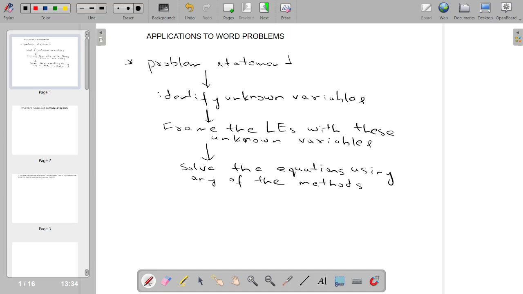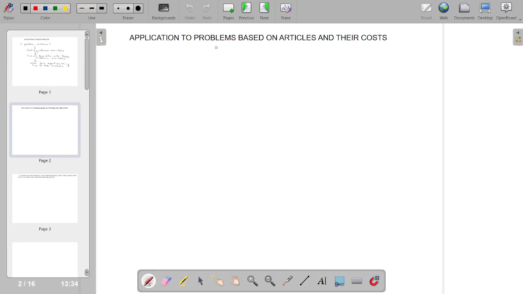There are many applications which come under word problems. We are moving to the very first application: application to problems based on articles and their costs. Again, this is one sub-application that comes under word problems. This application is related to problems based on articles. Articles means various objects like a bat, a ball, or any object, and their cost. We will understand this once we see the problem. Now we are going to our first problem.